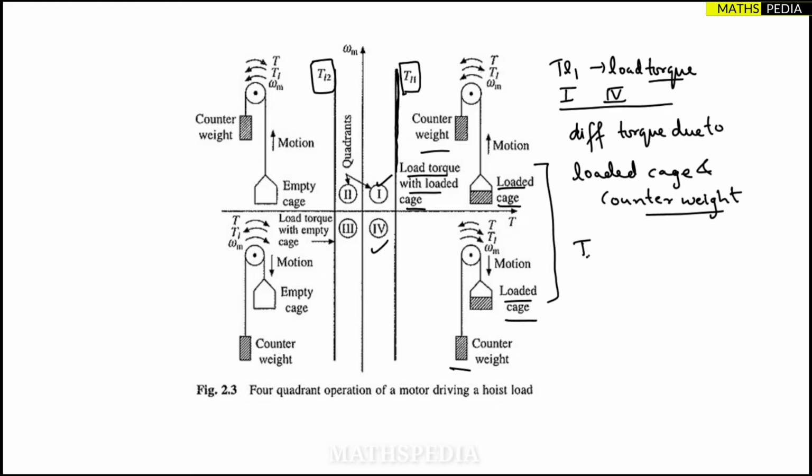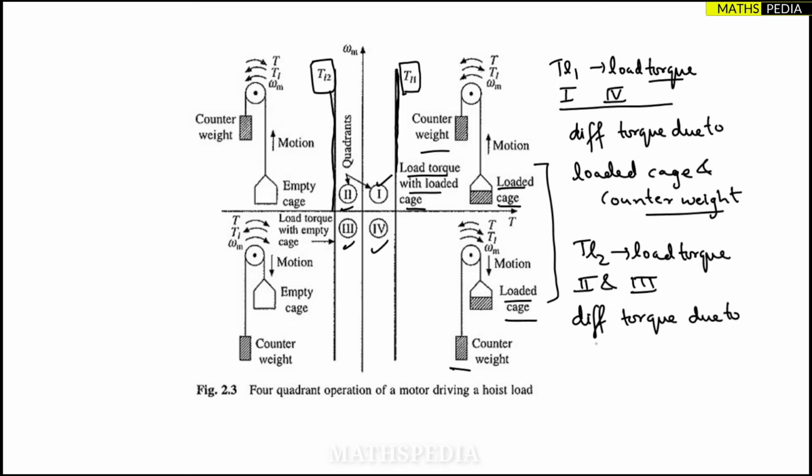Now what about TL2? Simple. It is also a load torque, but it is associated with the second quadrant and third quadrant. If you see, this TL2 is passing through the second and third quadrant, and it is also the difference of the torque due to the empty cage and the counterweight. Simple.